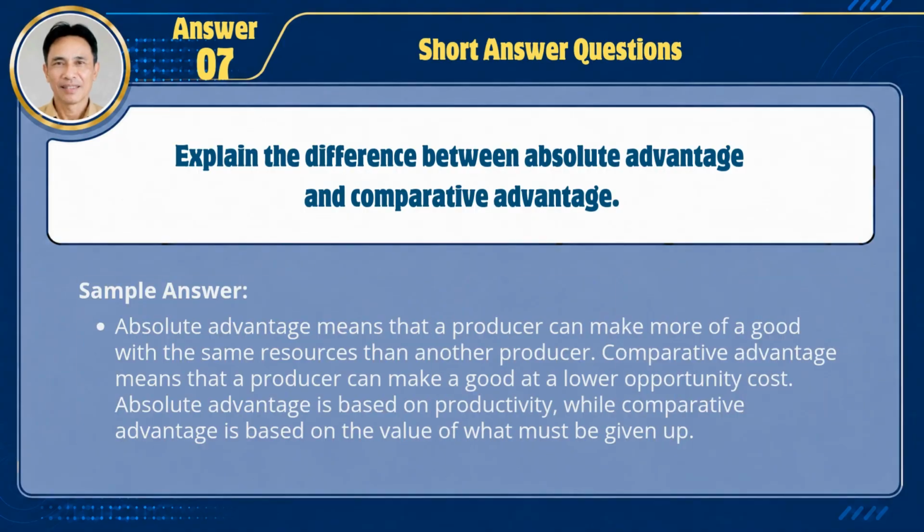Here's a sample answer. Absolute advantage means that a producer can make more of a good with the same resources than another producer. Comparative advantage means that a producer can make a good at a lower opportunity cost. Absolute advantage is based on productivity, while comparative advantage is based on the value of what must be given up.